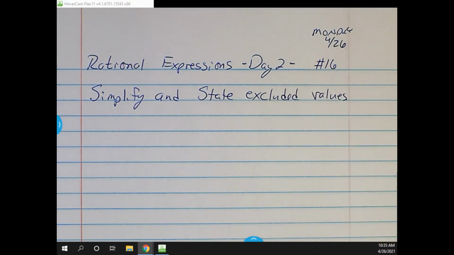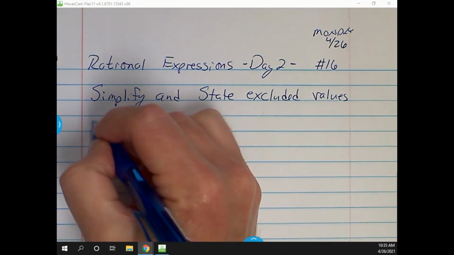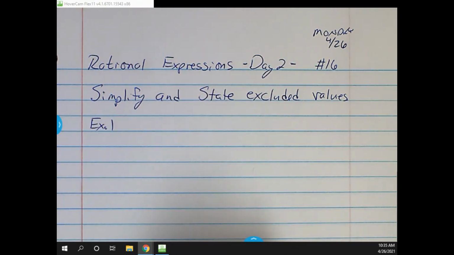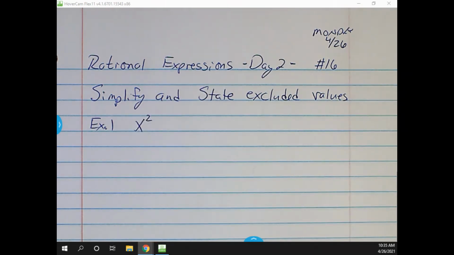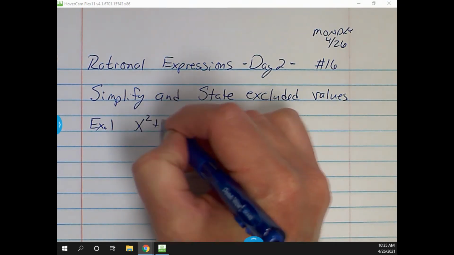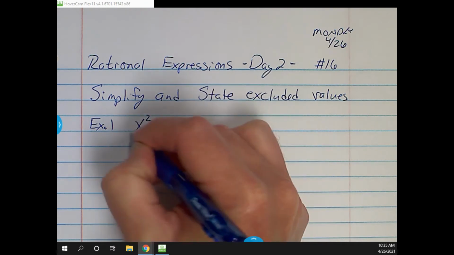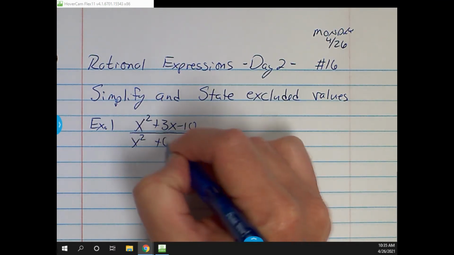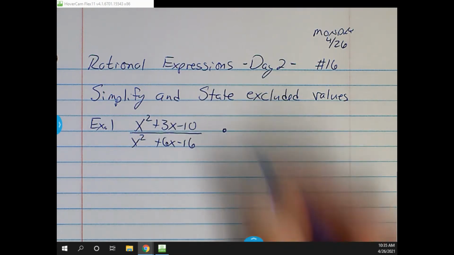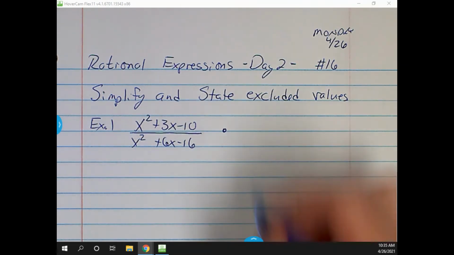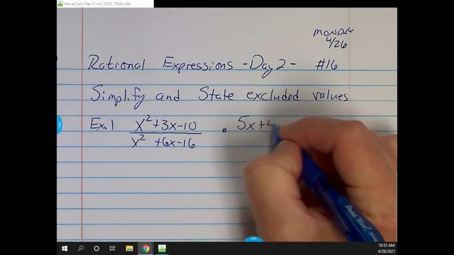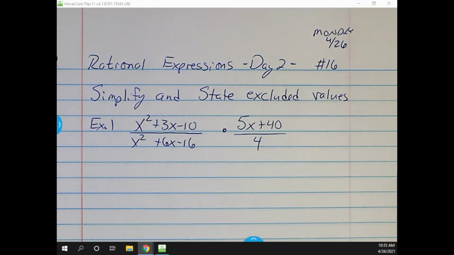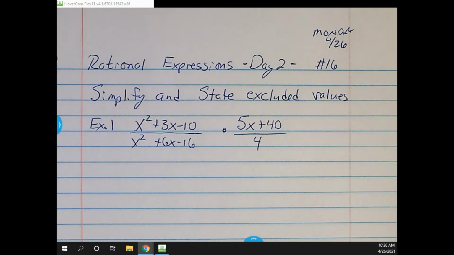Okay, and all we're doing is just taking the exact same thing we did Friday. The difference for most of what we're going to do today is that for the problems that we have, it's not just one single expression like we were doing on Friday. This one, you're going to have one rational expression times another rational expression. So it looks something like that. Okay. But it's still the same thing we were doing on Friday.